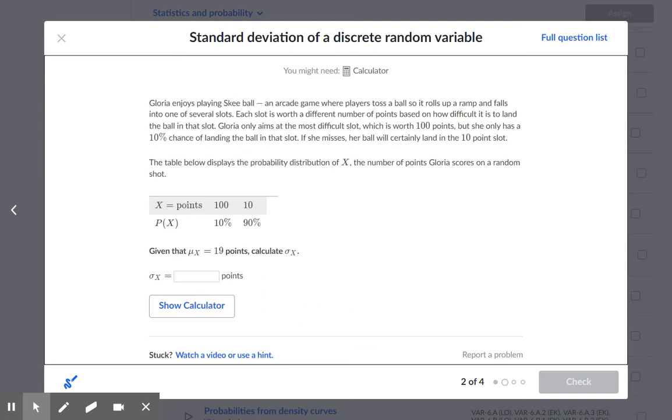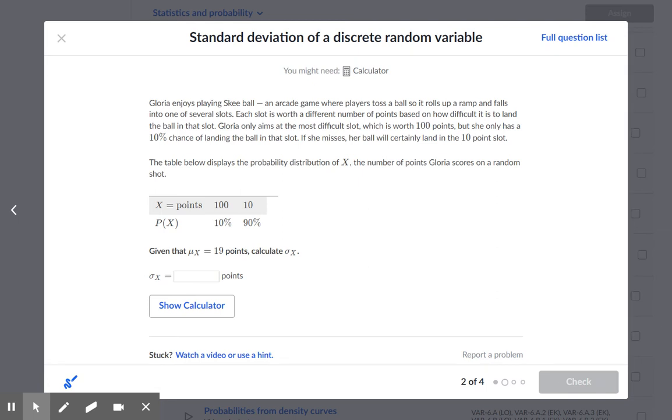The table below displays the probability distribution of X, the number of points Gloria scores on a random shot. So scoring the difficult shot, 100 points, has only a 10% chance. If not, it's 10 points with 90%. So they give you the mean, because in order to calculate the standard deviation you need the formula. But we do not need that, do we?